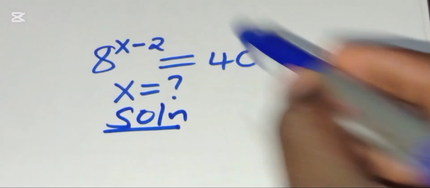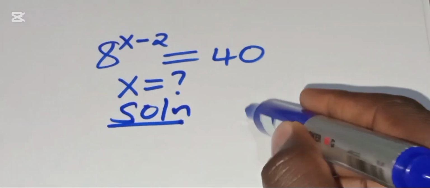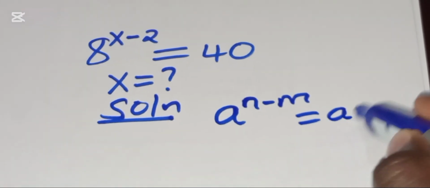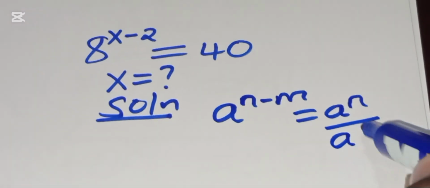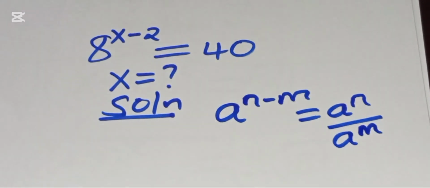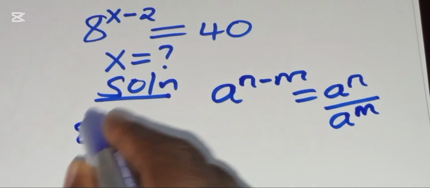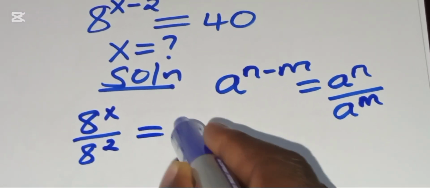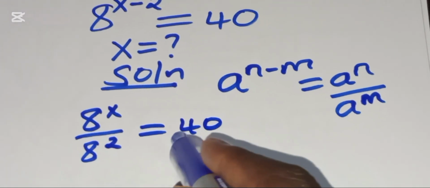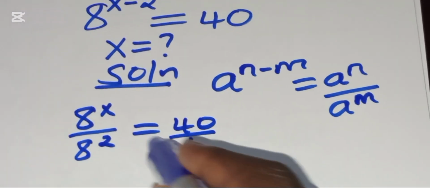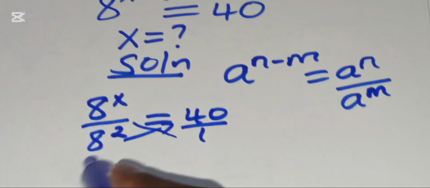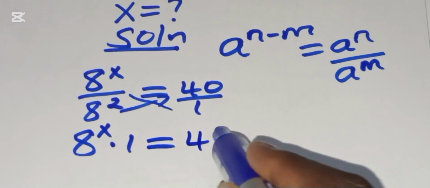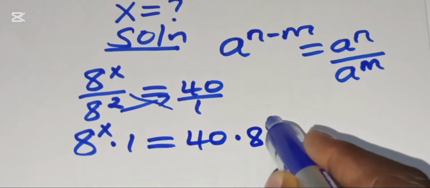Now 8 raised to power x minus 2 is in the form of a raised to power n minus m, which we can express as a raised to power n divided by a raised to power m. So this is 8 raised to power x divided by 8 raised to power 2, equal to 40. Since 40 is a whole number, this is over 1. We cross multiply and have 8 raised to power x multiplied by 1 equal to 40 multiplied by 8 squared.